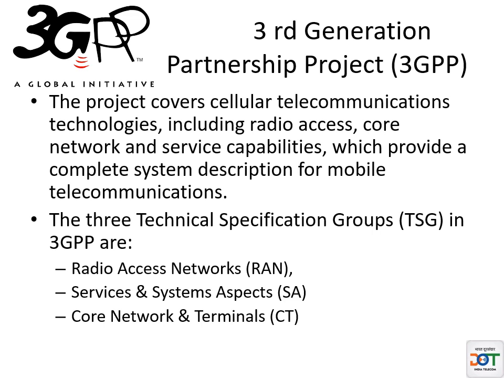The other standard making body is 3GPP, Third Generation Partnership Project. It covers cellular telecommunications technologies, including radio access, core network and service capabilities, which provide a complete system description for mobile telecommunications. 3GPP has three groups. We call it TSG, Technical Specification Groups, and they are radio access networks, that is RAN, services and system aspects, that is SA, and core network and terminals, that is CT. And they make specifications for their area of work.